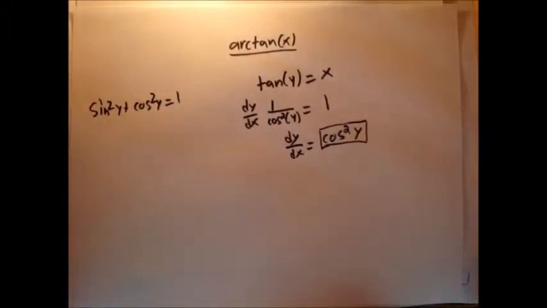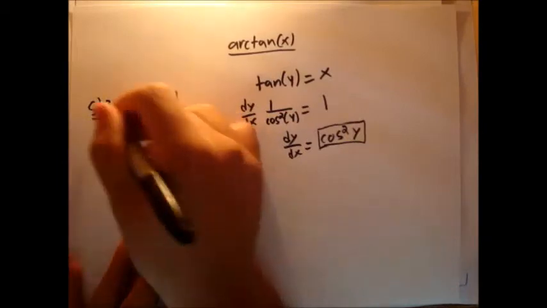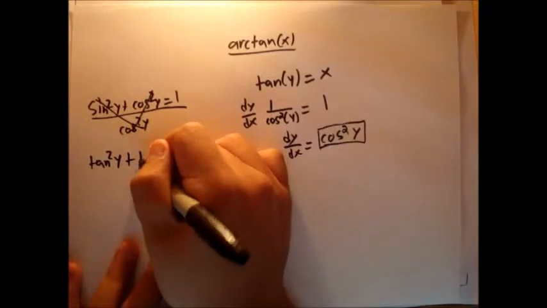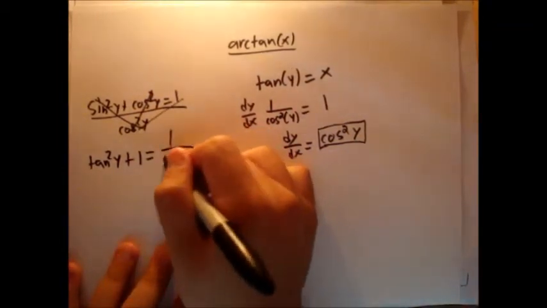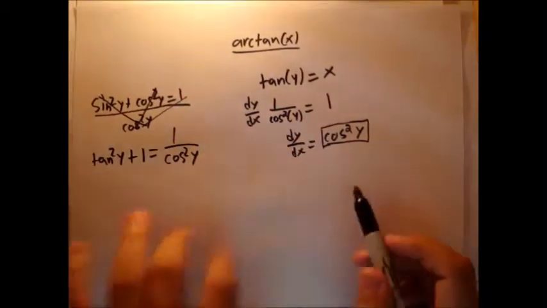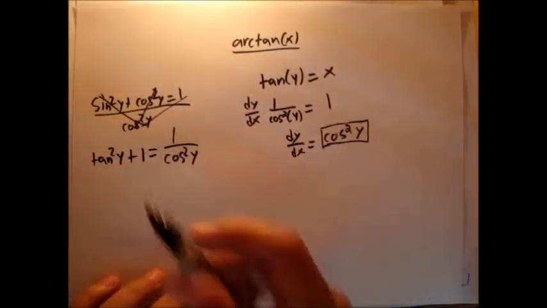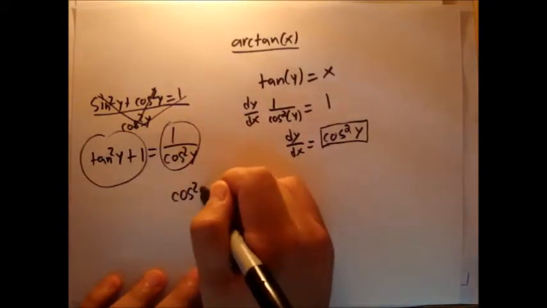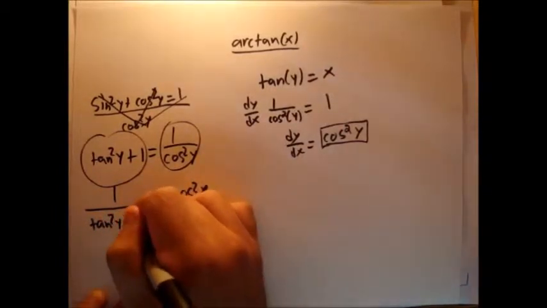Okay. What happens if I actually divide everything by cosine squared of y? Well, this will turn to tan squared y. This side will turn to 1, cosine squared of y divided by cosine squared of y is 1. And on this side, it will turn to 1 over cosine squared y. Well, you see, right here we have a cosine squared y, and here we have a cosine squared y. Let's take the reciprocal of both sides. We get cosine squared y equals, and here, the reciprocal is just tan squared y plus 1.